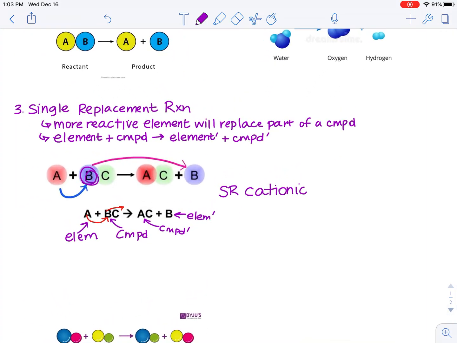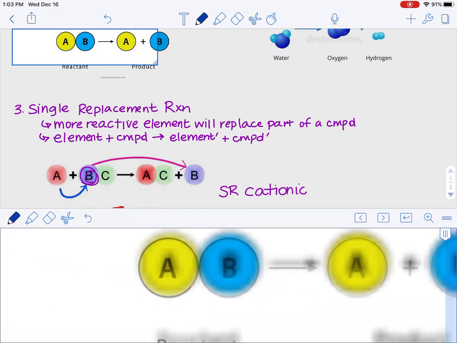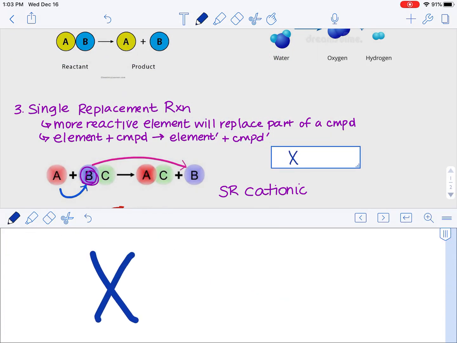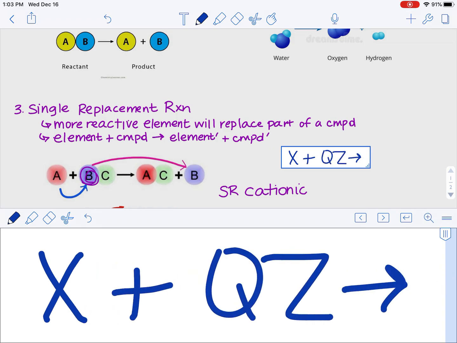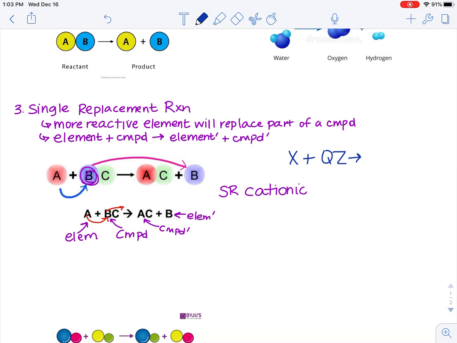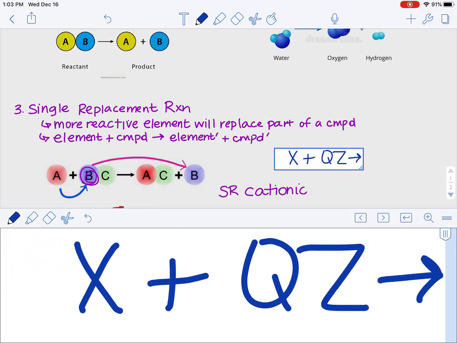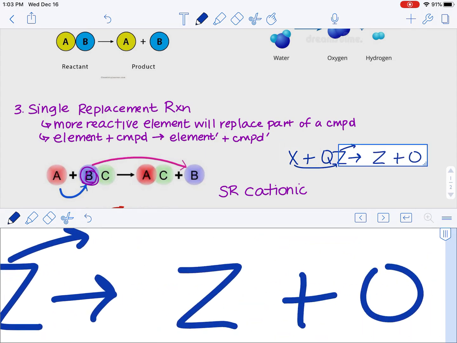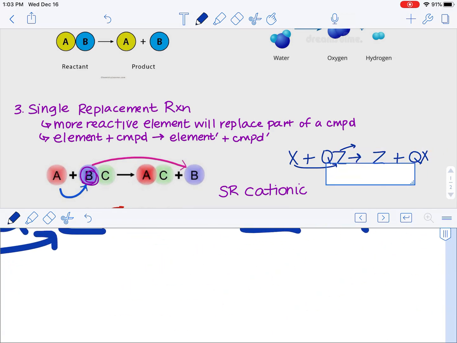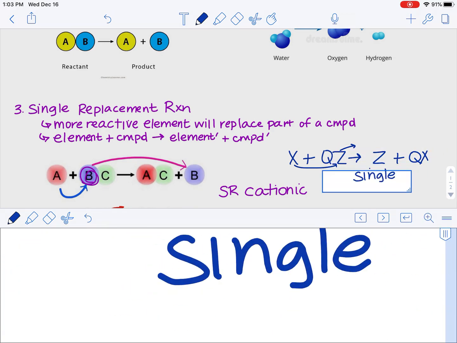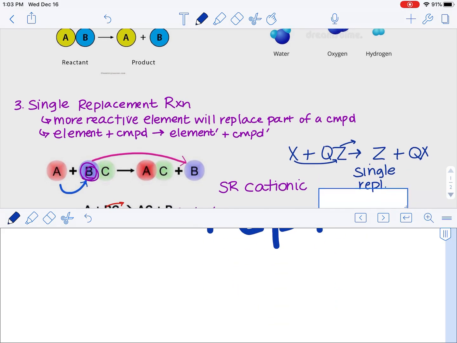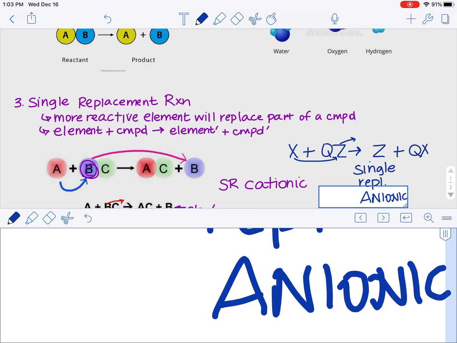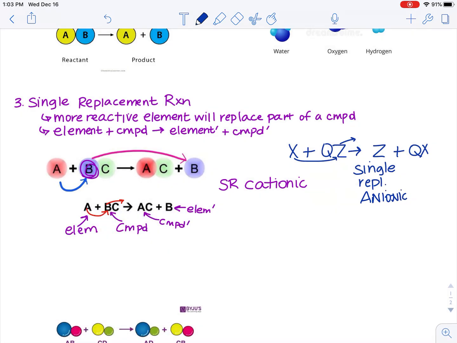We could also have the anion be replaced, and that might look something like this. X plus QZ yields... Well, what part of the compound QZ is my anion? The Z. So if X came in and replaced the Z, that would be an example of single replacement anionic. So we do specify whether our single replacement is replacing the cation or the anion in the compound.